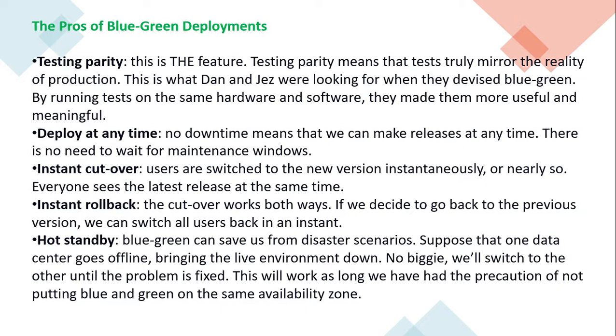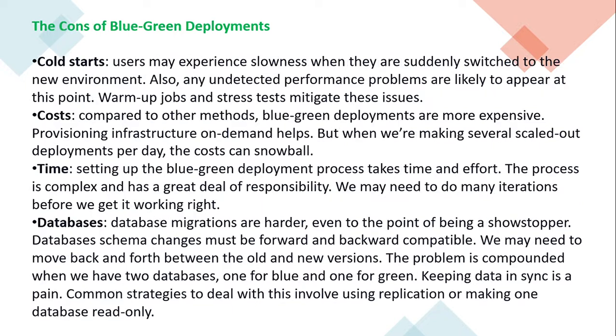Hot standby. Blue-green can save us from disaster scenarios. Suppose that one data center goes offline, bringing the live environment down. No biggie, we'll switch to the other until the problem is fixed. This will work as long as we have had the precaution of not putting blue and green on the same availability zone. What are the cons of blue-green deployment?